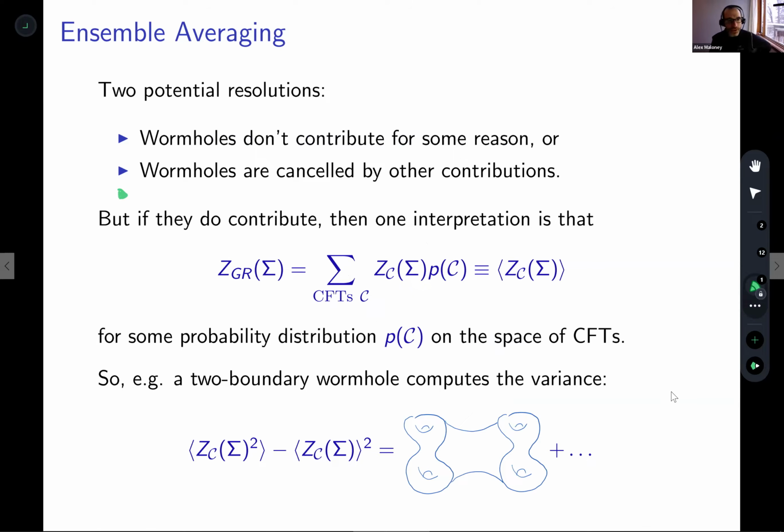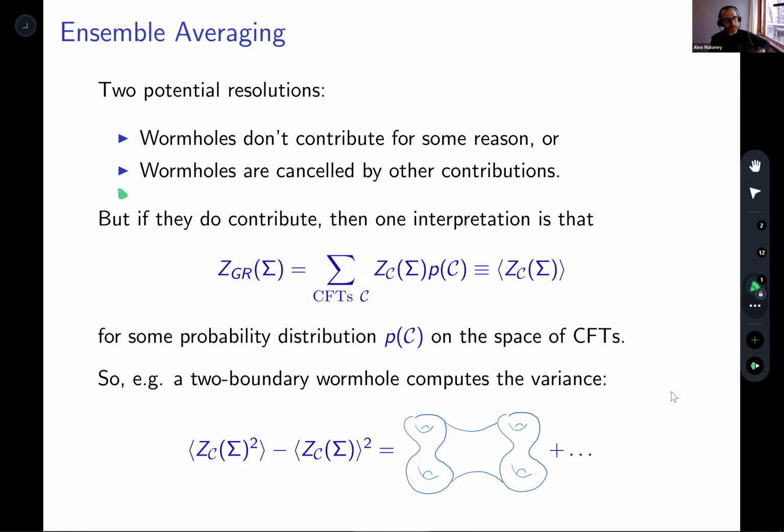One possible resolution was that wormholes don't contribute for some reason. So, for example, perhaps we don't exactly understand the path integral of quantum gravity in Euclidean signature. Such a path integral is presumably an integral over some fancy contour through the space of metrics, through the space of geometries. Maybe there's some reason why the Euclidean wormhole solutions don't live on that contour of integration for the gravitational path integral. But we didn't really understand at that time, nor do I think we understand now, why that would be the case.